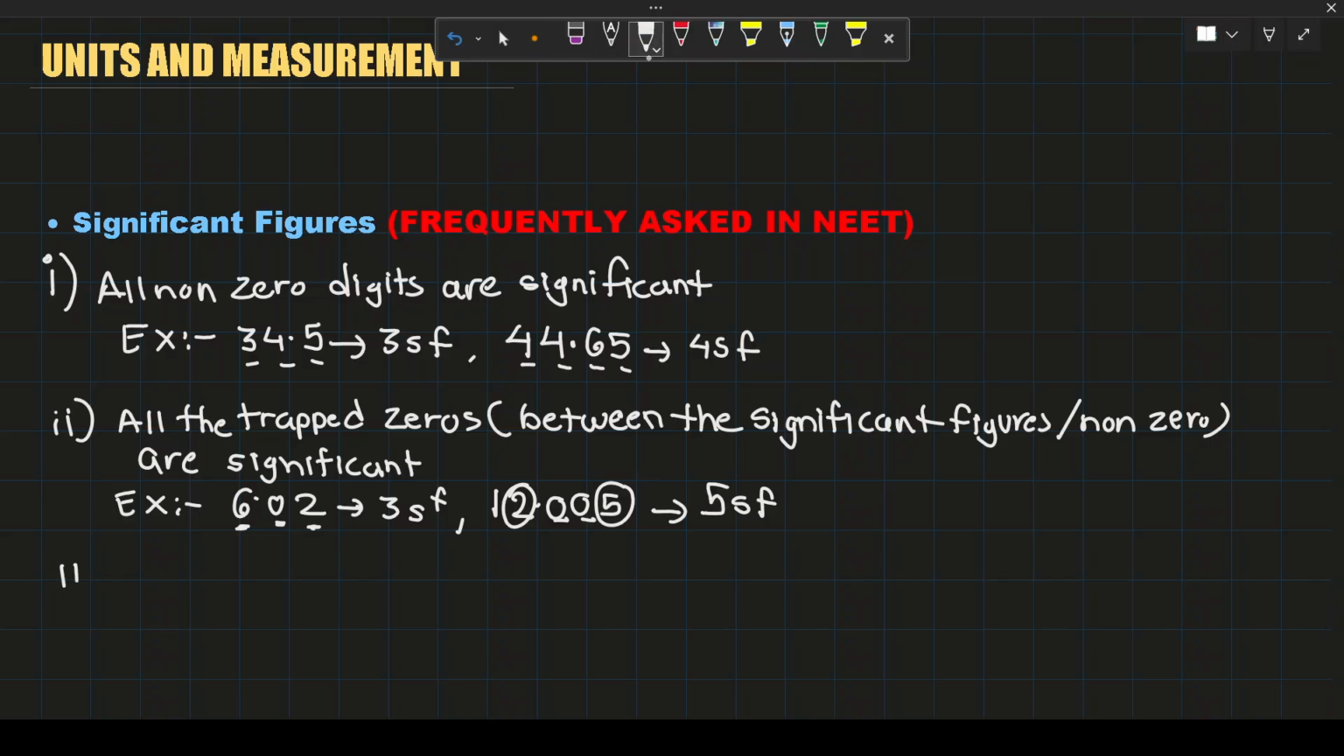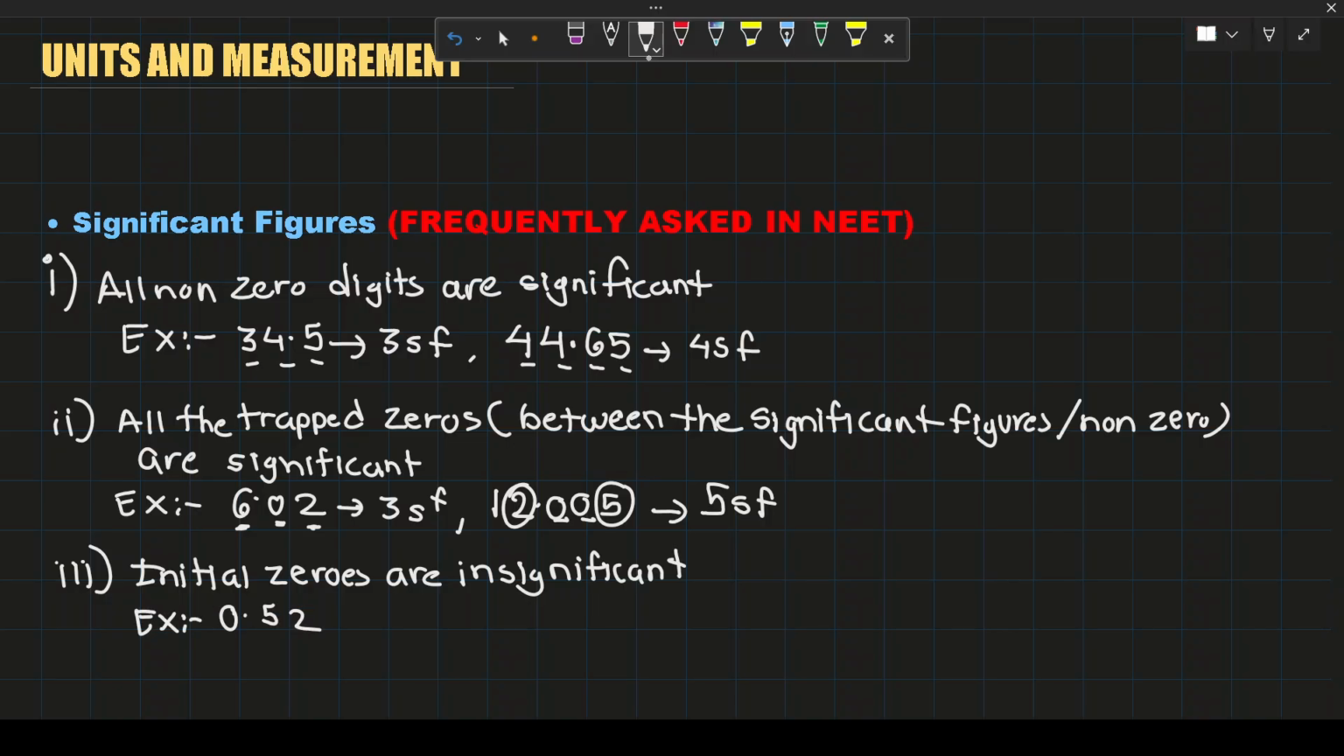Moving on to the third rule. The third rule says initial zeros are always insignificant. Like let's say for example we have 0.52. The 0 is initial over here. The number of significant figures will be 2. Let's take another example, 0.0061. All these zeros are initial, so the number of significant figures will be 1 and 2. 2 significant figures.